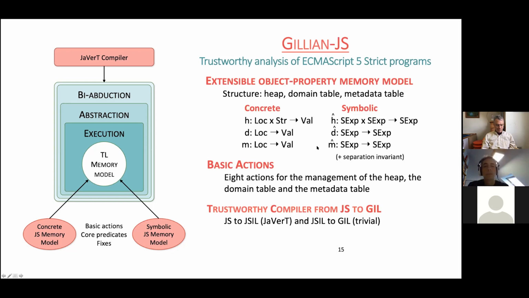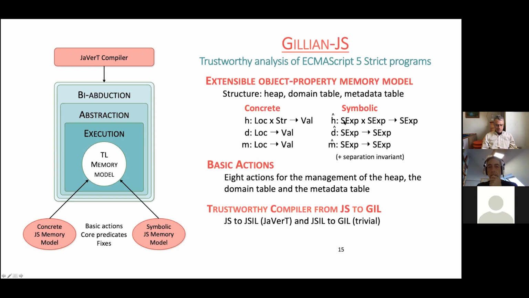I think you'll understand, even though you might not know JavaScript. So in the concrete case, we have a location. A heap is a function where we've got a location and a string. The string corresponds to a property or field, and we get out a value. The memory model consists of the heap, which is fairly normal, a domain table, and a metadata table. The domain table says what properties or fields are allowed, and the metadata table gives metadata associated to objects.